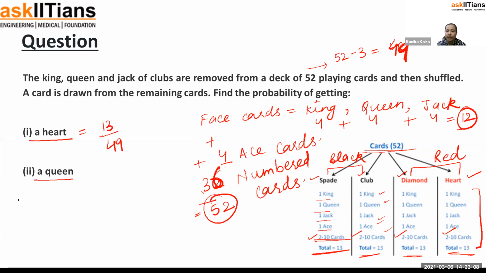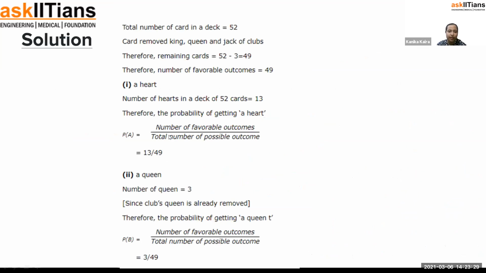Then comes a queen. Now there are 4 queens in total, out of which 1 queen is already removed, that is for the club. Now we are left with 3 queens. So the probability of getting a queen is 3 over 49. So that's your answer. Let's move further.